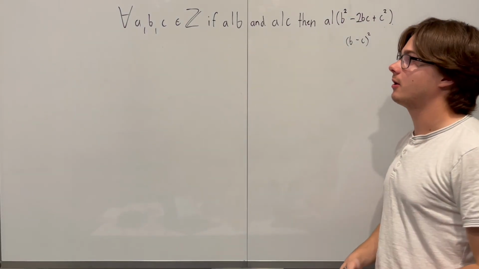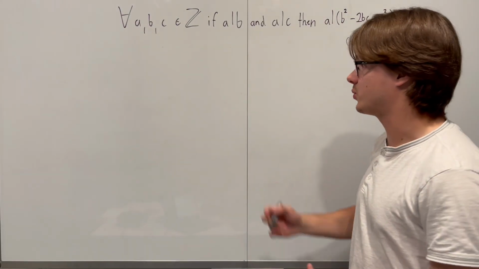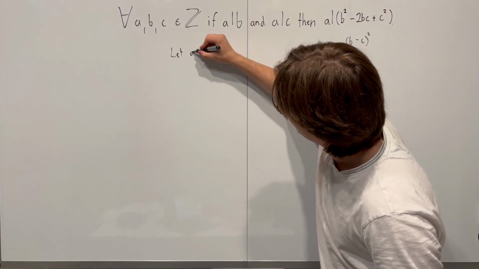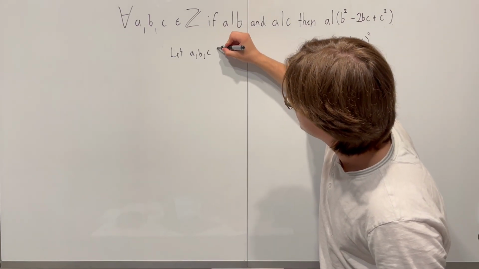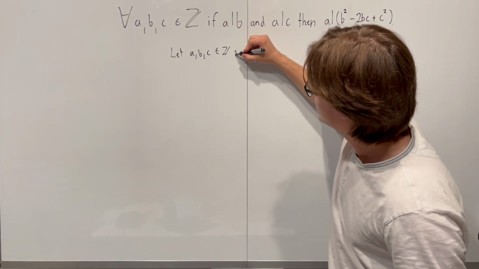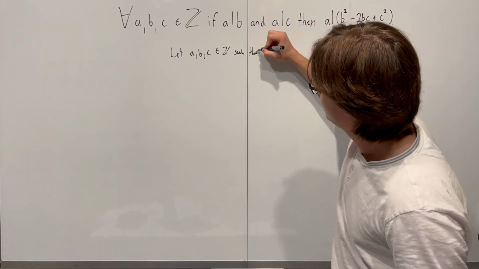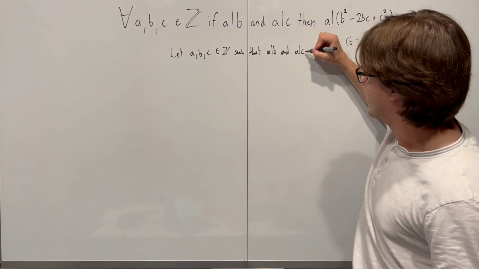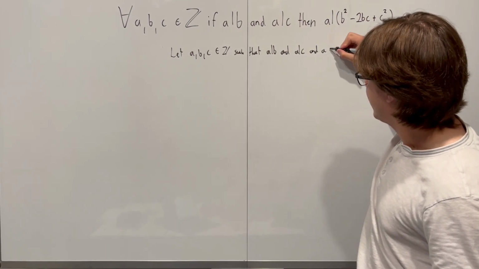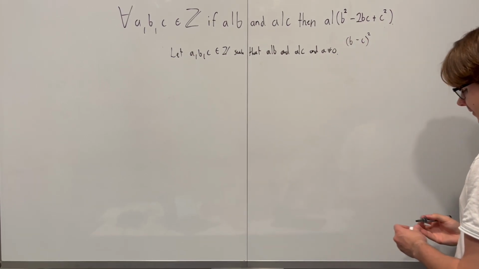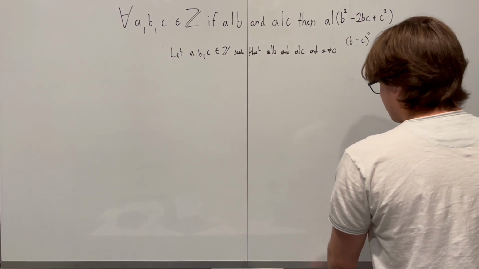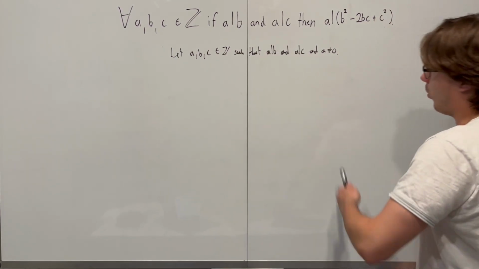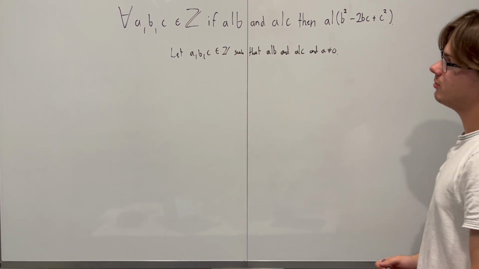Okay, so how do we start our for all proof? We always start our for all proofs with let. We say let a, b, and c be integers such that a divides b and a divides c and a cannot equal 0. Once again, if you don't know why I say this, please go back and watch my earlier divisibility proofs. I explain quite well why this condition must be true.